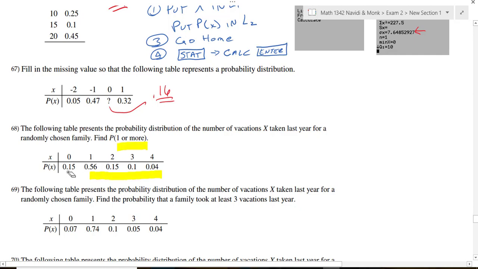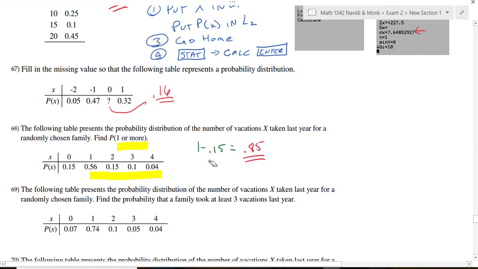Or I could just take this 1 and use the complement and say it's 1. I could either add all these numbers up, or I could do 1 minus 0.15, because I know all of these have to add up to 1. I prefer to use less arithmetic and say that this is going to be 1 minus 0.15 to give me 0.85. It's everything but that.